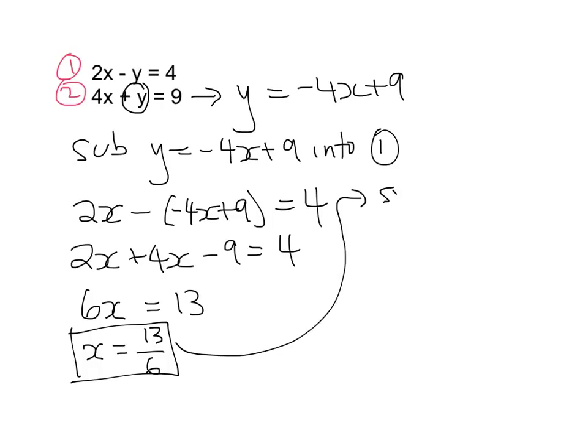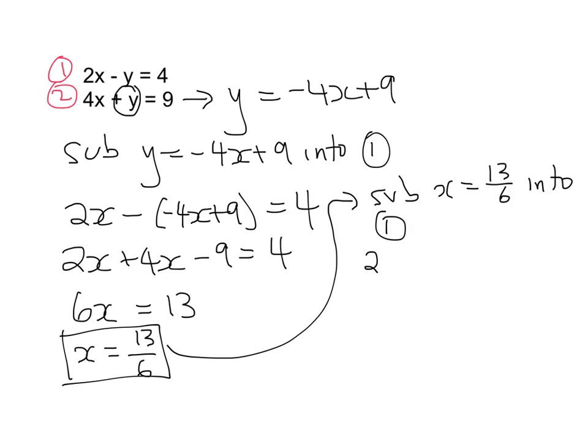So sub x is equal to 13 over 6 into, which is the easiest one that will help us out. It doesn't really make a difference. I'm going to choose equation 1. So you get 2 times 13 over 6 minus y is equal to 4. So we can make this a little bit easier, and we can get 13 over 3 minus y is equal to 4.